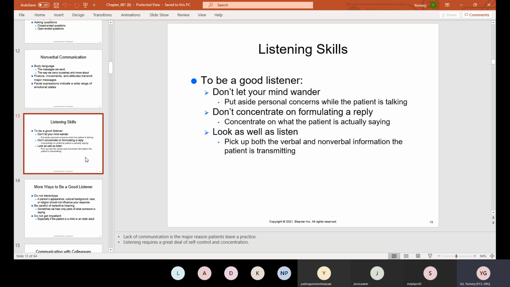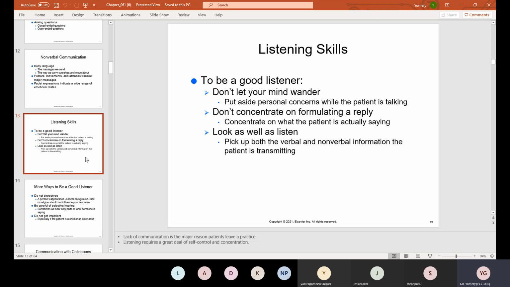So listening skills. To be a good listener, don't let your mind wander. Put aside personal concerns while the patient is talking. So anything else that's been going on in your day or before your day, you have to put all that stuff aside once you walk into the dental office because your focus should be on your patient and on your job. Don't concentrate on formulating a reply. Concentrate on what the patient is actually saying. You ever hear that you don't hear to listen, you hear to reply? That's exactly what they mean.